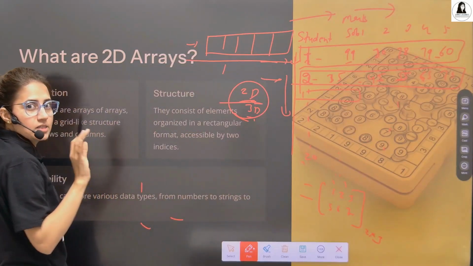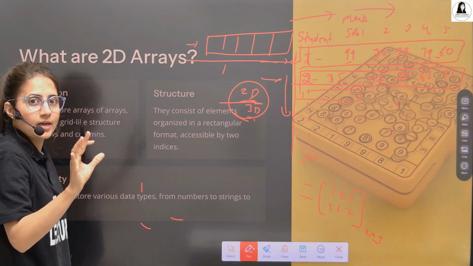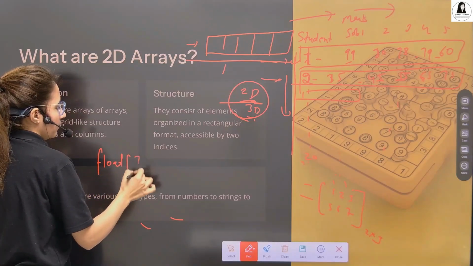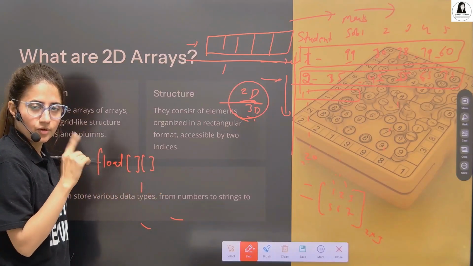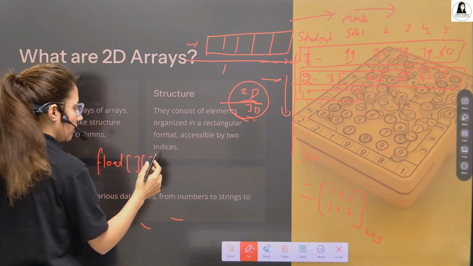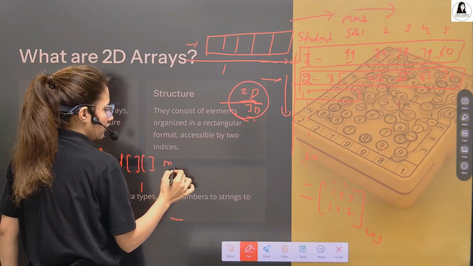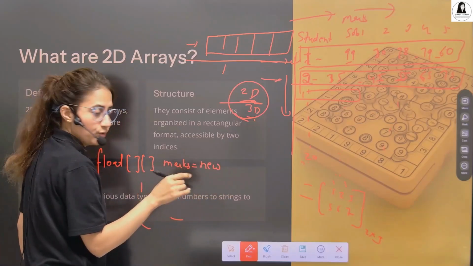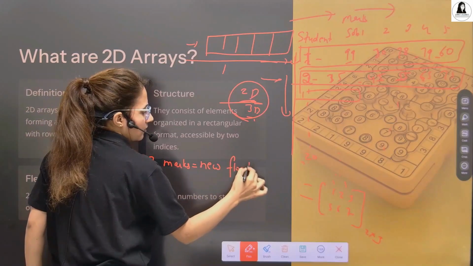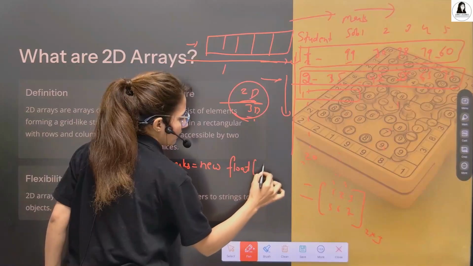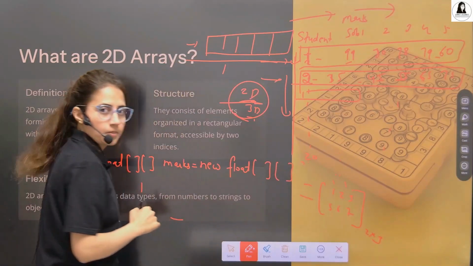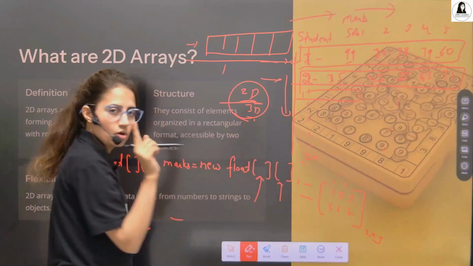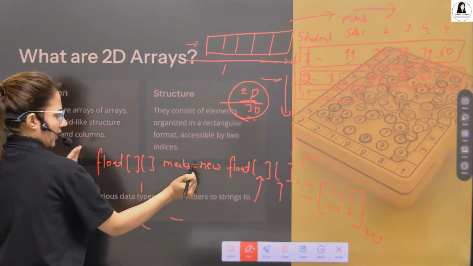So something like this, how you declare a 2D array: we can write the same data type, but here two subscripts, one for row and one for column. Here is the name of the array, suppose marks is equal to the same new keyword, then the data type, then two subscripts. The first is row size, the second is column size. This is how you declare, that's it.